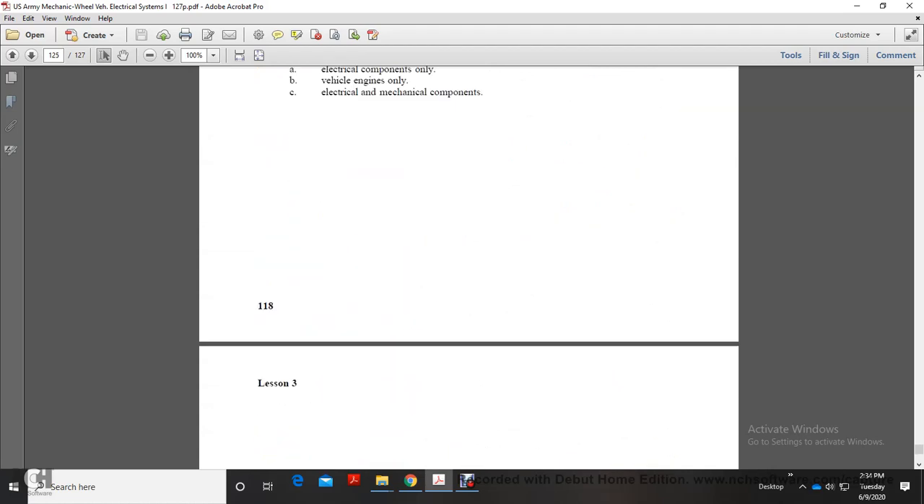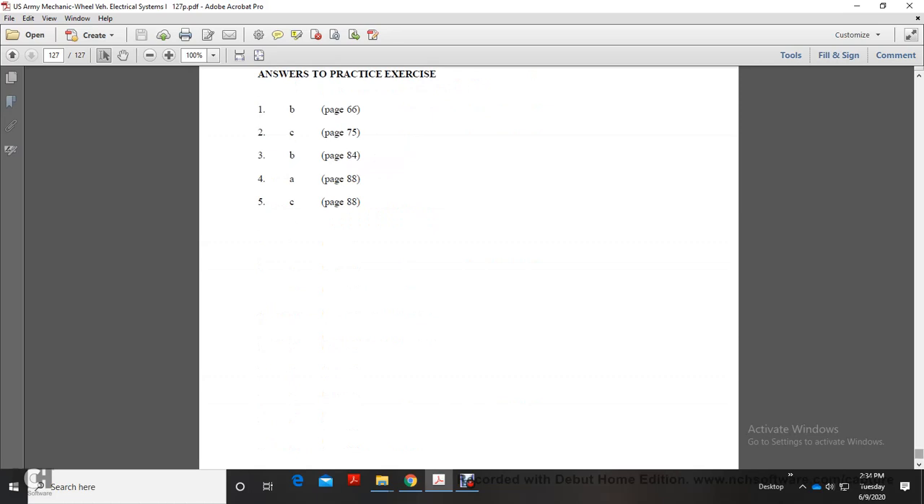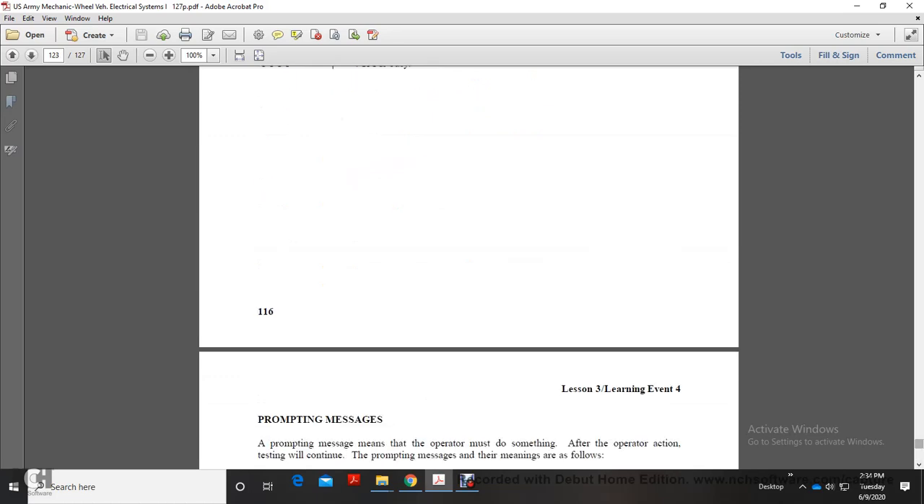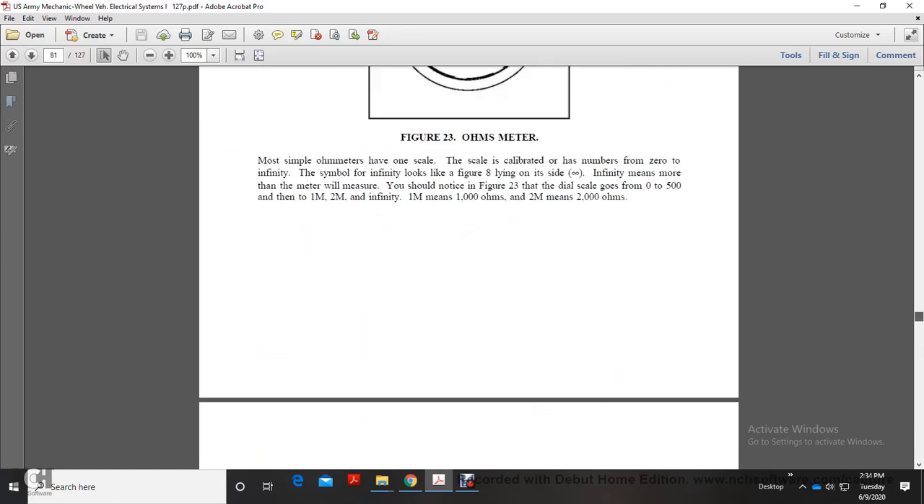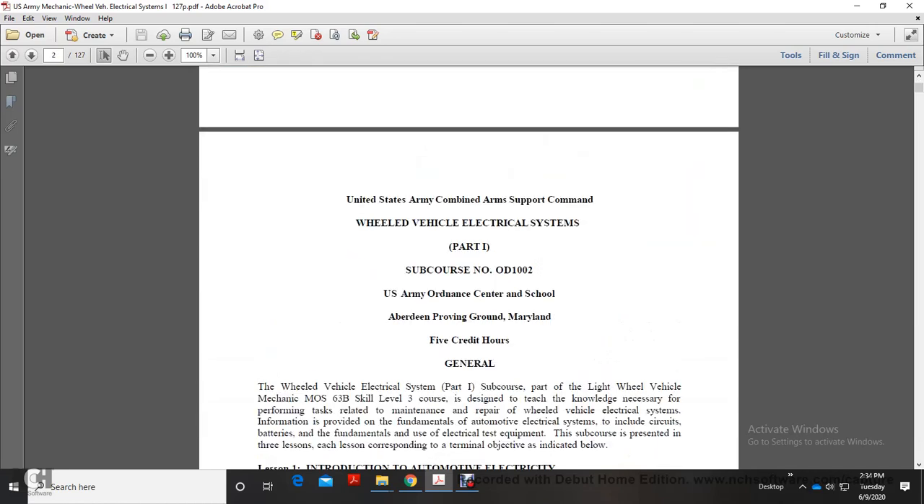And then it gives a practice exercise, a blank page, and then an answer sheet. And you can catch the rest of lesson 3 in its own book, called Simplified Testing Equipment, Internal Combustion Engine, and the Wheeled Vehicle series. And this has been a reading of your Wheeled Vehicle Electrical System Part 1, Subcourse number OD1002.